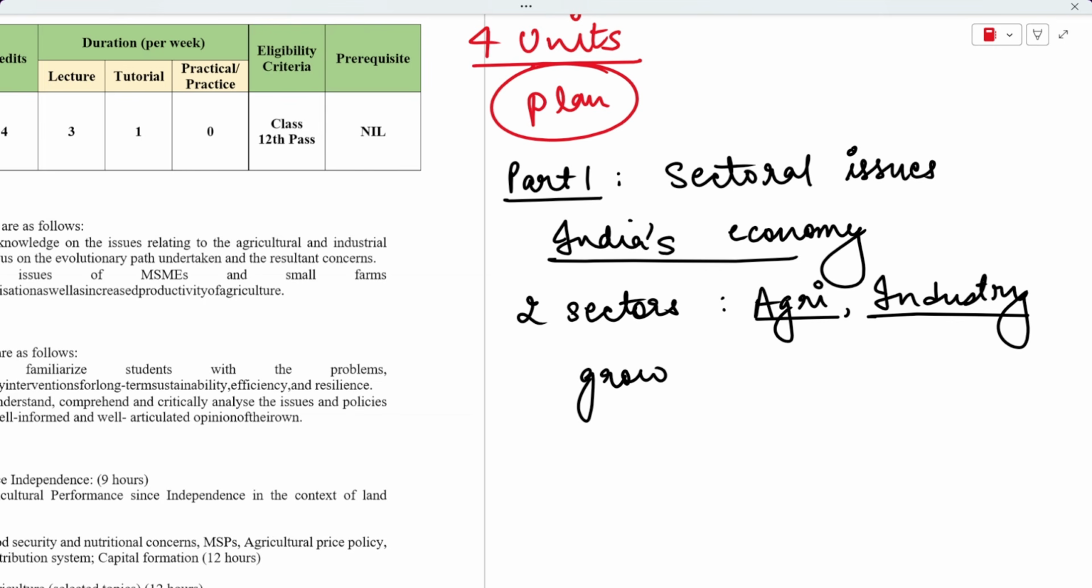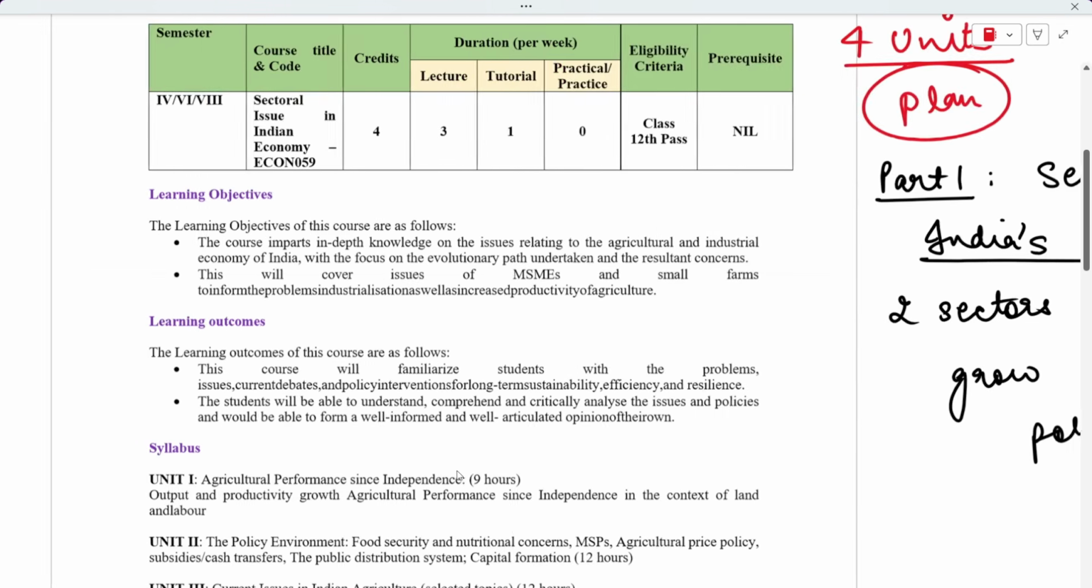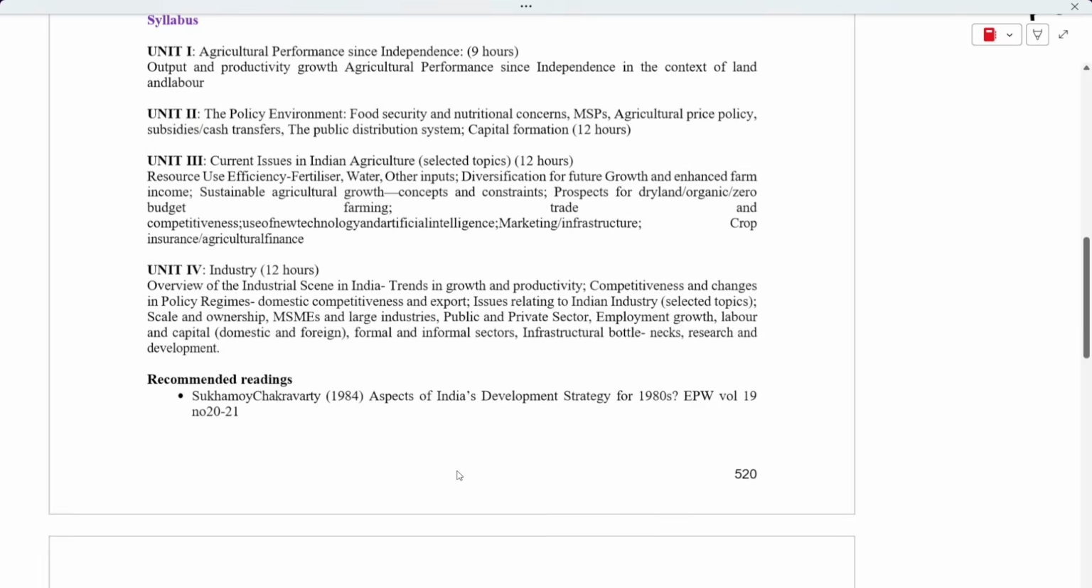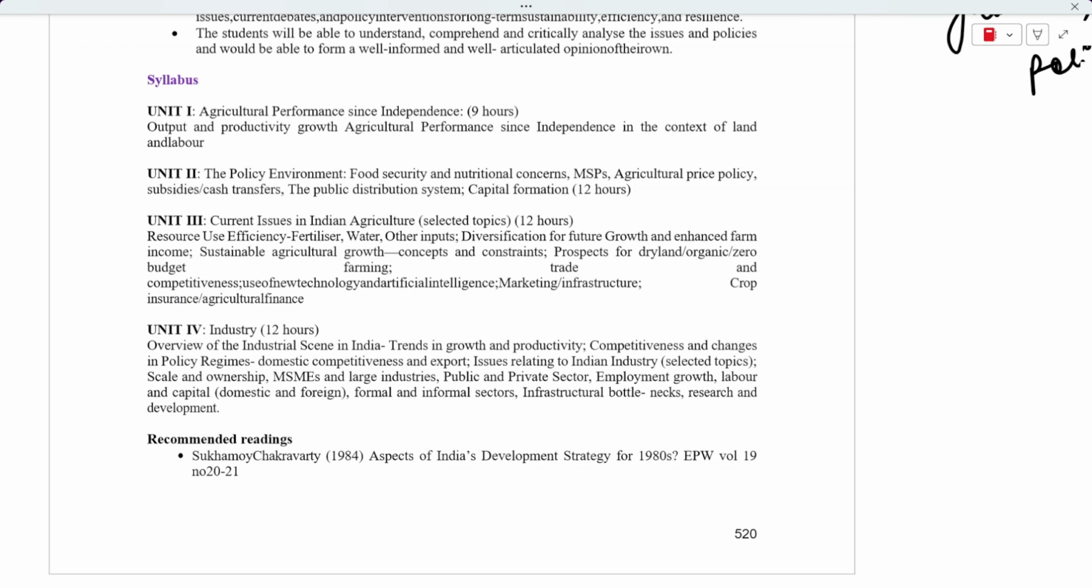How did the two sectors grow? What went wrong with them? What policies were made? We are going to discuss the current problems in both of these sectors and what can be done. Now the paper is divided into 4 units. Let me explain each one to you in very simple language.